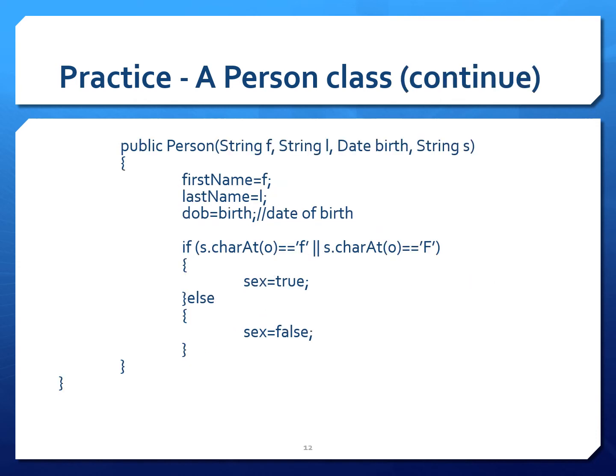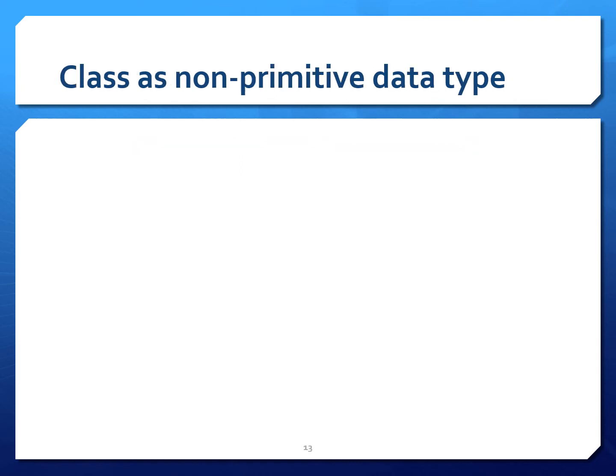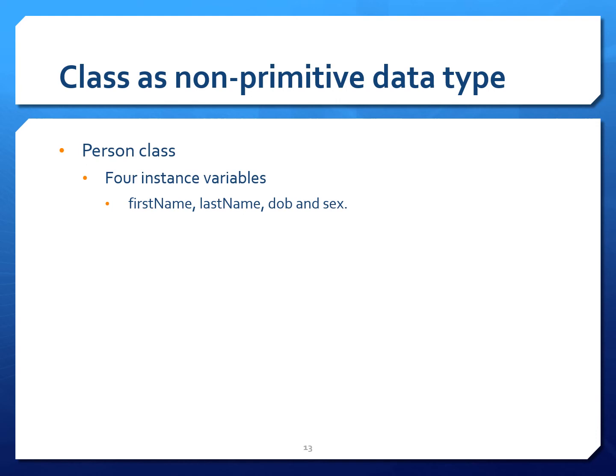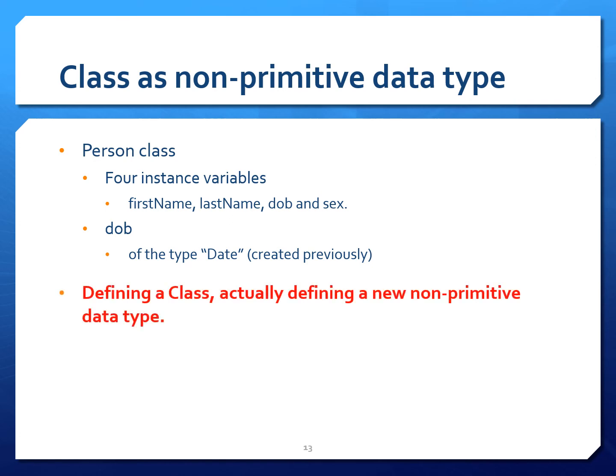The Person class continues from the previous slide. There are four instance variables in this Person class: first name, last name, DOB or date of birth, and sex. Note the instance variable DOB is of the type Date, which we have created previously. So when we are defining a class, we are actually defining a new non-primitive data type.